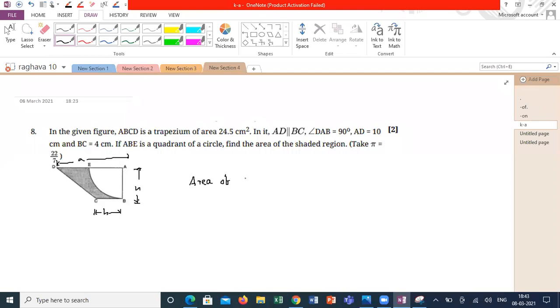Area of trapezium is A plus B into H divided by 2, or you can say half into A plus B into H.